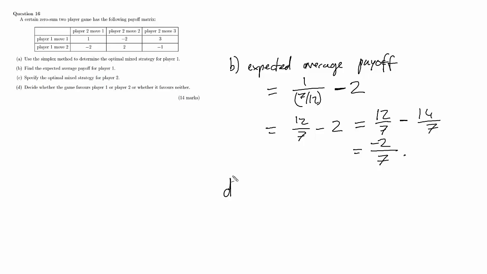This also allows us to answer part D. Because this is a zero-sum game, whatever player 1 loses, player 2 gains. Player 1 is getting an expected payoff of minus something, so player 2 will gain something. So the game favors player 2. And we're done.